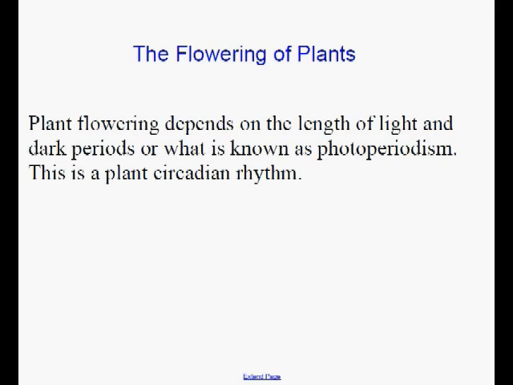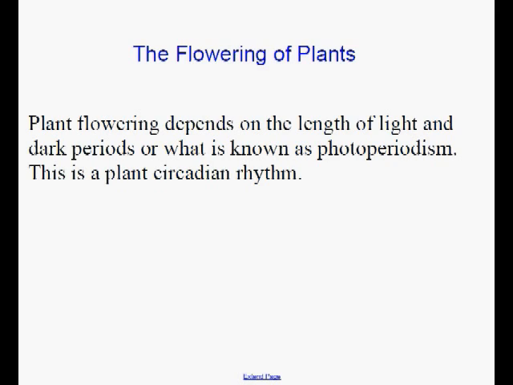But as you may have guessed, plants don't flower throughout the whole year. It's time dependent. This is what we call photoperiodism. That is a rhythm which depends upon the amount of light, and this is referred to as a circadian rhythm. A circadian rhythm means a biological pattern which is based on an environmental condition. So, for example, a menstrual cycle would be a circadian rhythm.